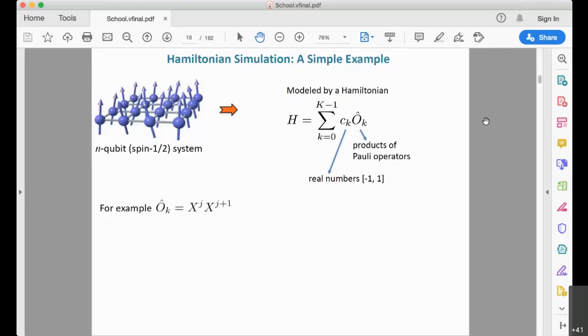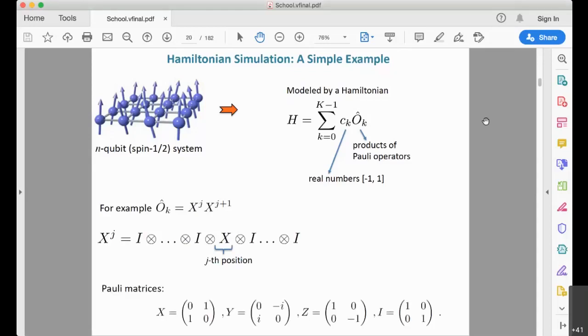For example, a Pauli product could be flipping the state of qubit J and qubit J plus 1. That is an example, right? I assume, since I've seen the previous talks, that some people already talked about Pauli operators and so on. So I don't have to probably go through this.